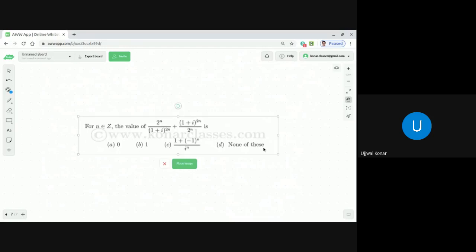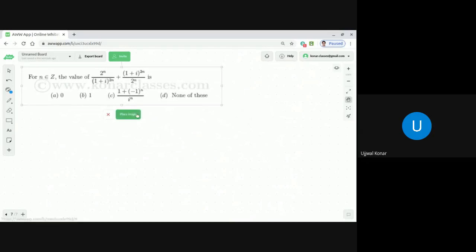The question here is that for n belongs to Z, the set of integers, the value of (2 power n by (1 plus i) power 2n) plus ((1 plus i) power 2n by 2 power n) is what? That you need to find the value, so that out of these four options, which one is going to be correct? Please try. Take a couple of minutes, and then we will start discussing the solution to this question. And dear students, any doubt at any question, never hesitate to let me know. Please, never hesitate. Take a couple of minutes and solve it.